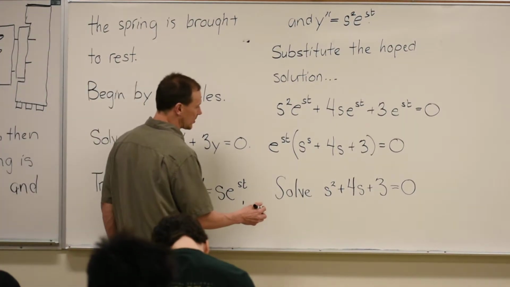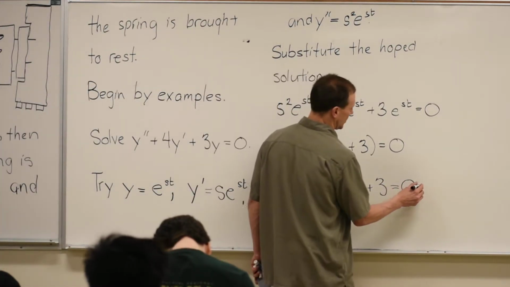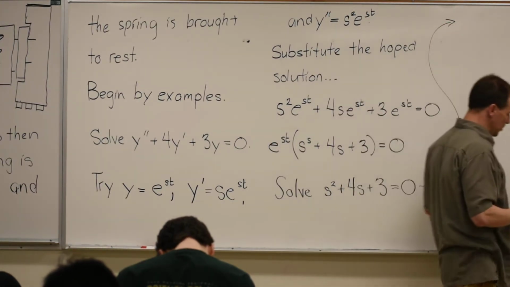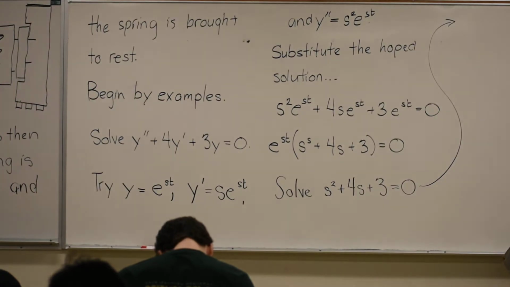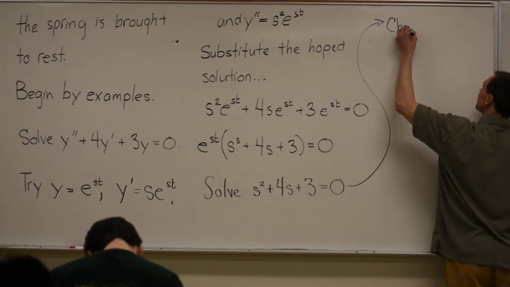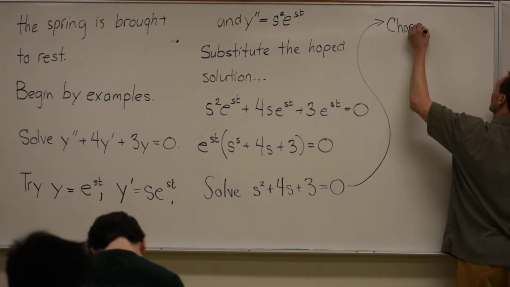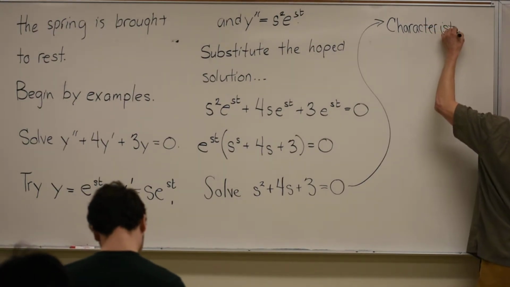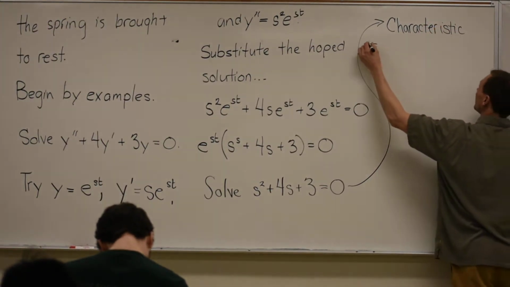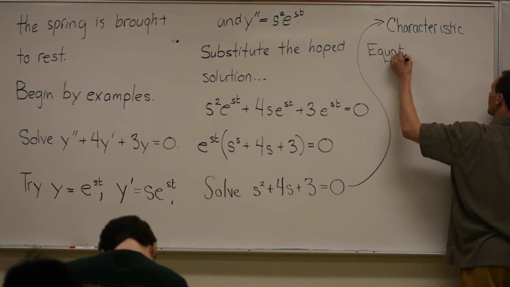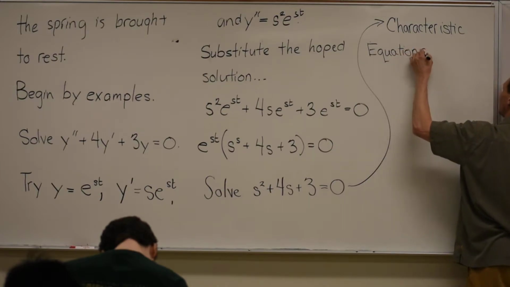This little piece right here is called the characteristic. Depends on the book. But here that is referred to as the characteristic equation. Or polynomial.